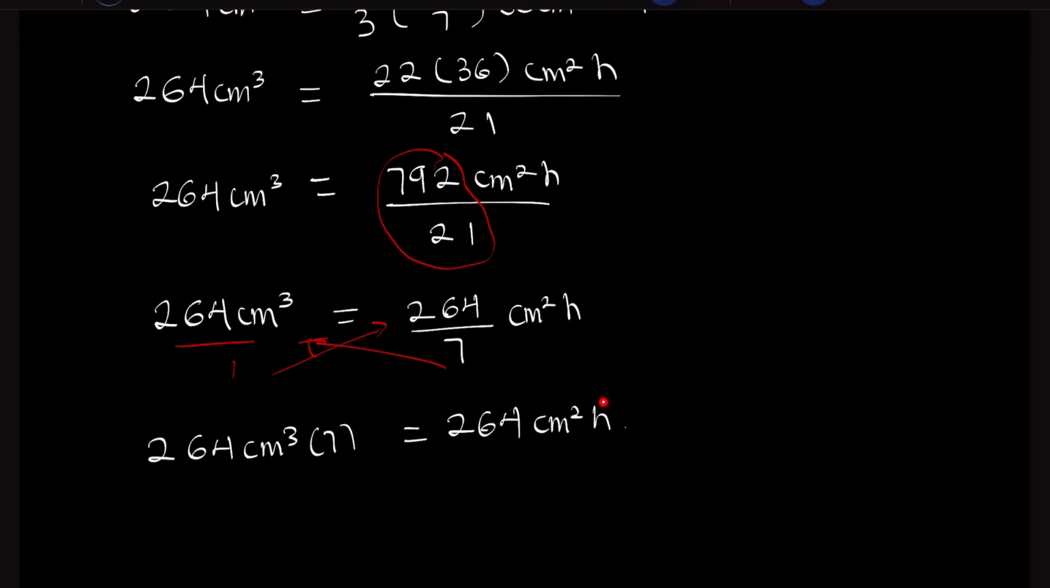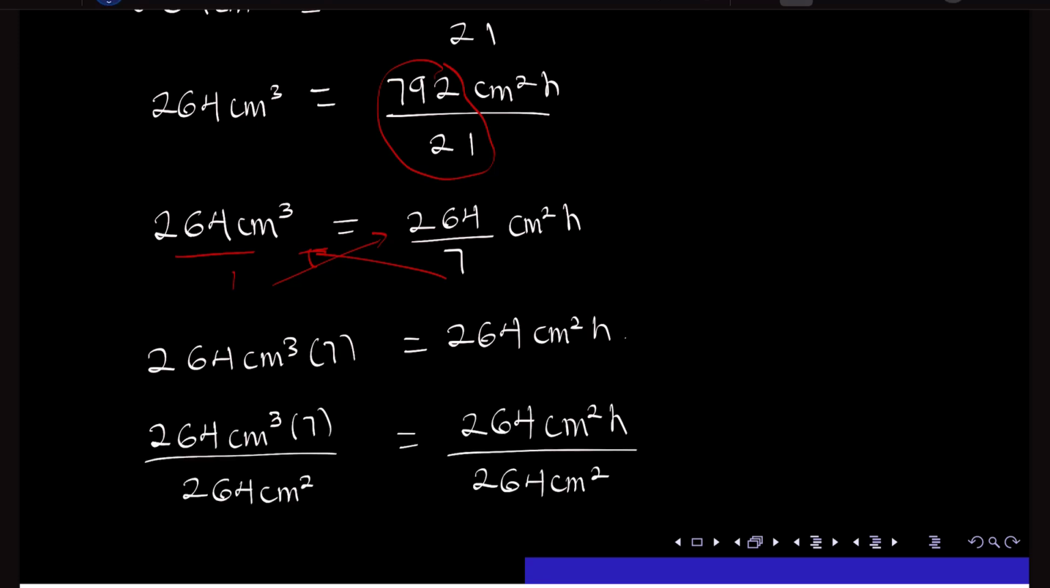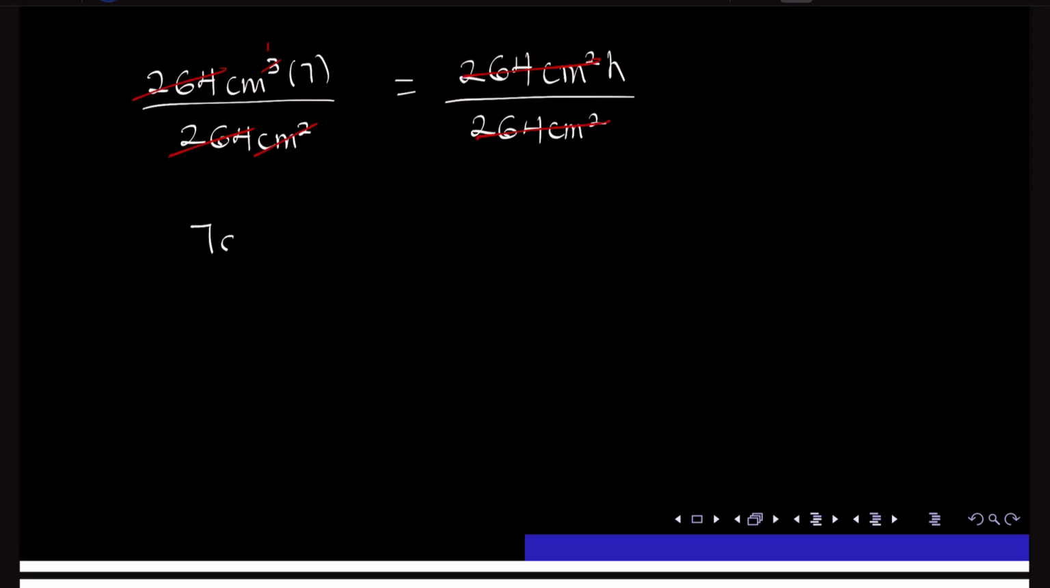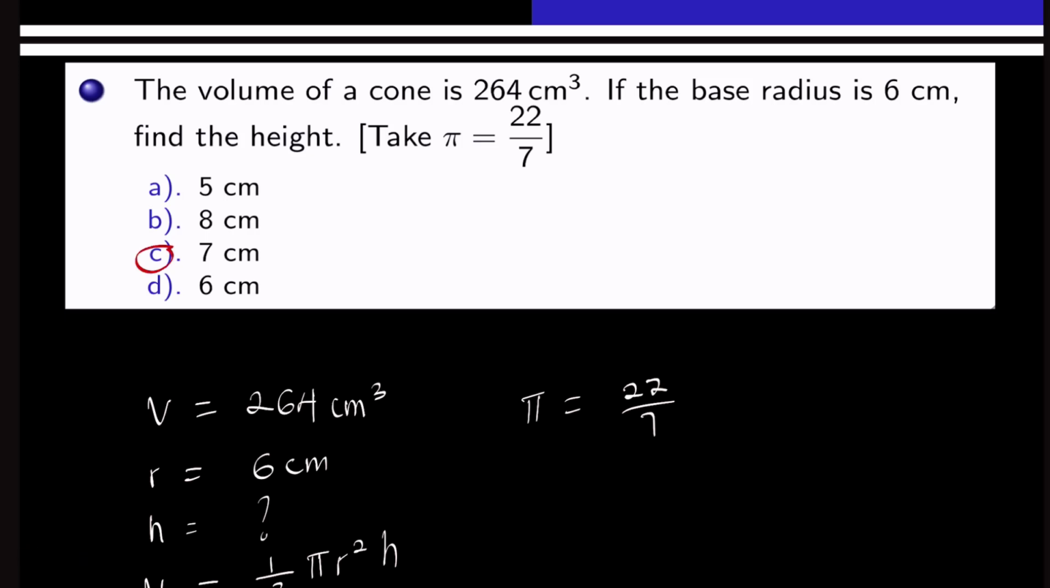Now our goal is to find the height h. So we have to divide by 264 centimeters squared. So we now divide both sides by 264 centimeters squared. And so on the right hand side, these two will cancel out. And also on the left hand side, this will cancel out that, and centimeters squared will cancel out this. So here we'll be left with 1. So thus we are going to have 7 centimeters is equal to h. Hence the height is equal to 7 centimeters. And so the correct option is option C.